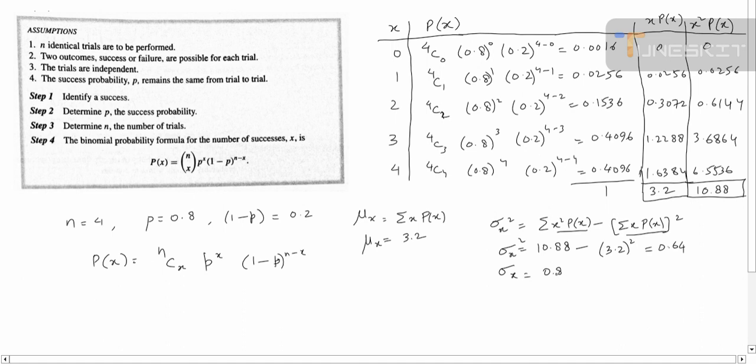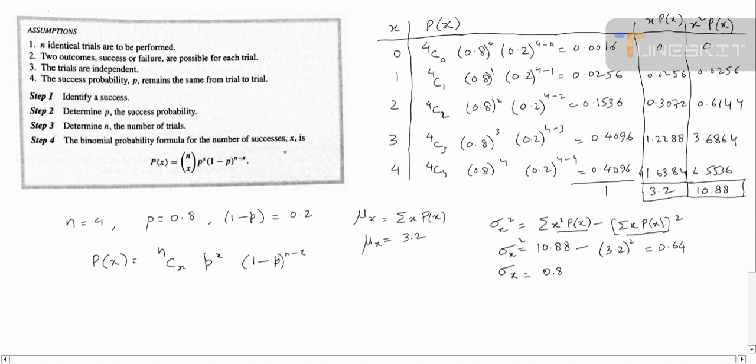So how do we interpret this answer? That average variability for the number of patients to be cured is 0.8. So on the average, the standard deviation is 0.8 patients.